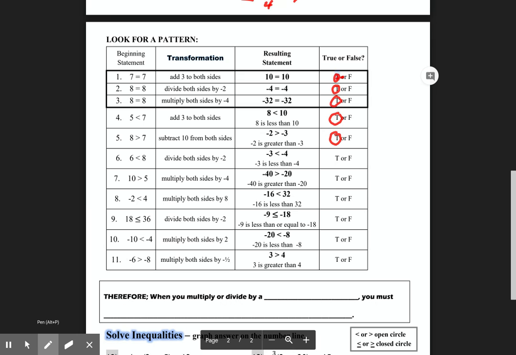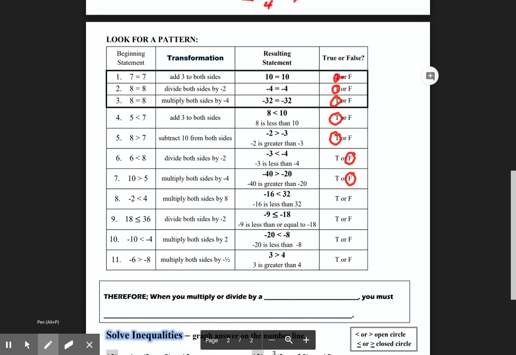If we divide both sides by -2, so 6 divided by -2 is -3, and 8 divided by -2 is -4. Is -3 less than -4? No. -3 is greater than -4 because -3 is closer to 0. Let's look at number 7. 10 is greater than 5. If we multiply both sides by -4, we get -40 is greater than -20, which is false. -20 is closer to 0, so that's greater.